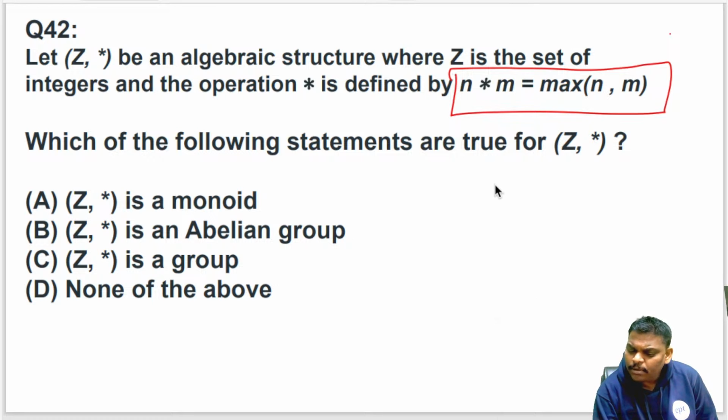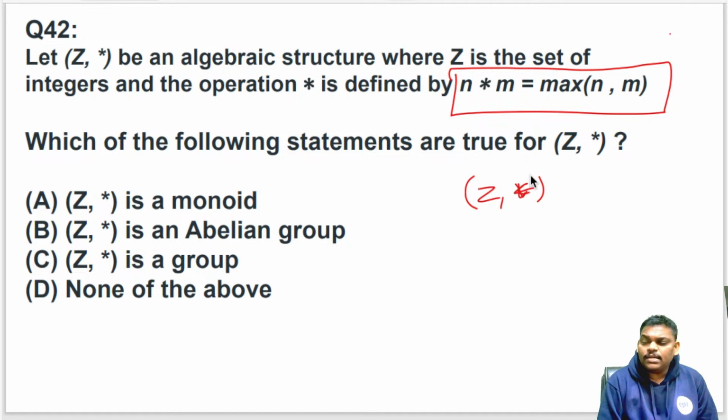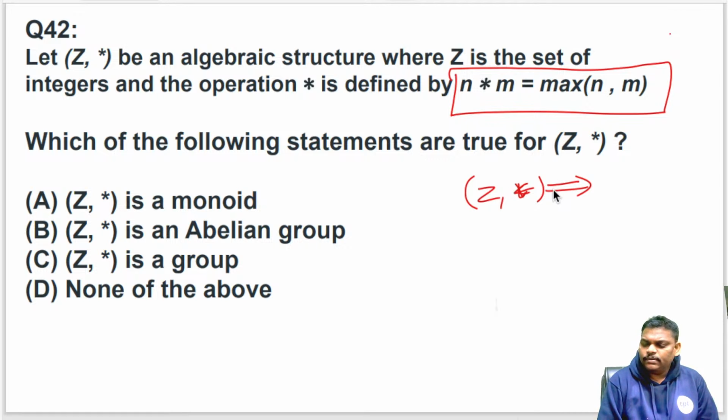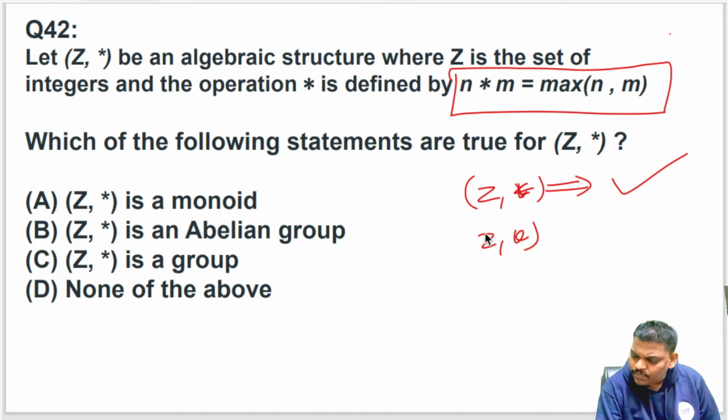So remember, Z comma star satisfies the closure property. If Z comma star satisfies the closure property, then it is called an algebraic structure. Next one, Z comma star satisfies the associative property. What does it mean? Semigroup.